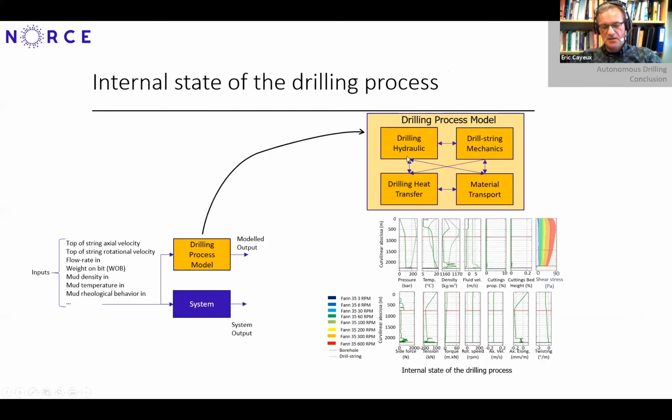Altogether, you have seen that we have 4 different types of models: heat transfer model, string hydraulic model, string mechanic model, material transport model. All of those 4 models are transient. They're all working together very tightly, and together they give the full state of the system. And the full state of the system is pressure, temperature, density, fluid velocity, cuttings proportion in suspension and in bed, rheological behavior, side forces, tension, torque, rotational speed, axial velocity, elongation, and twisting along the string and the annulus.